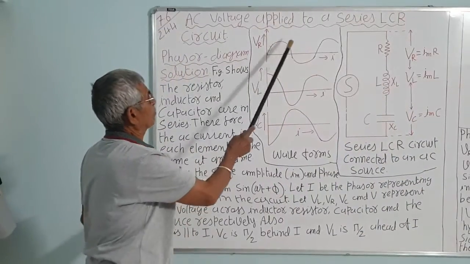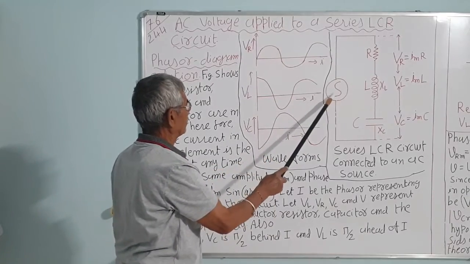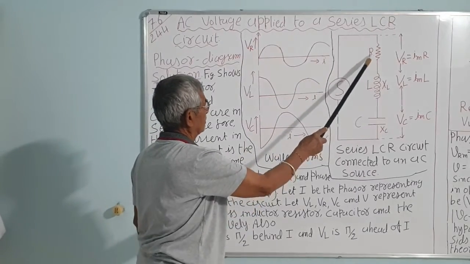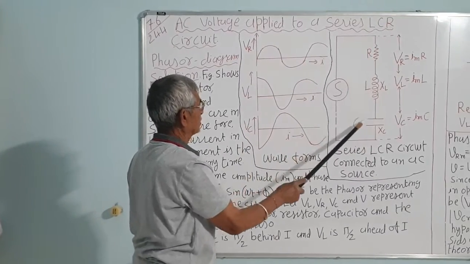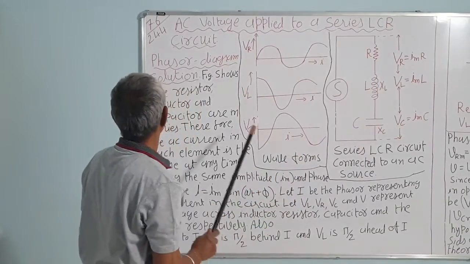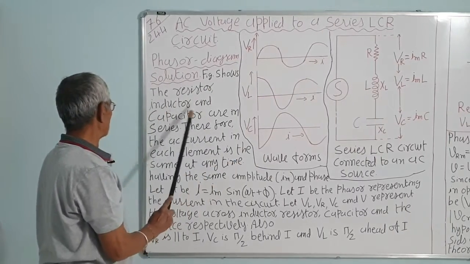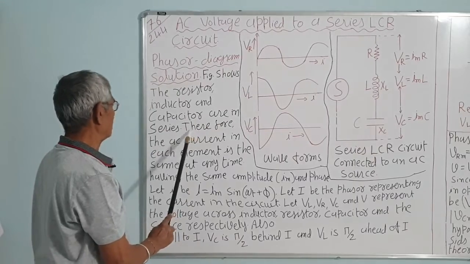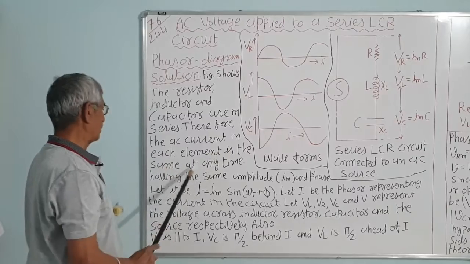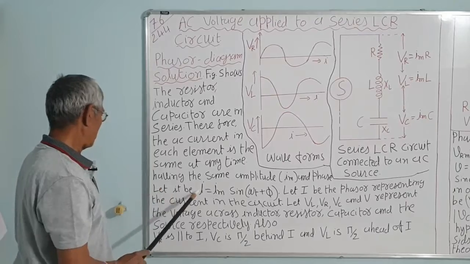AC voltage applied to a series LCR circuit. A sinusoidal voltage V equals Vm sin omega t is applied to the LCR circuit with R, L and C. This is a resistor, this is an inductor and this is a capacitor. The figure shows that the resistor, inductor and capacitor are connected in series with the AC source. Therefore, the AC current in each element is the same. Since they are in series, the current will be the same.